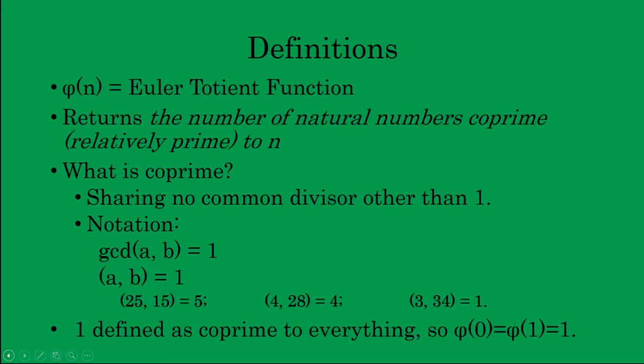And also, as an interesting point of the definition, 1 is defined to be co-prime to everything. So as a result of this, we can see that phi of 0 equals phi of 1, and they both equal 1, most simply. So that's just something that arises from the definition.